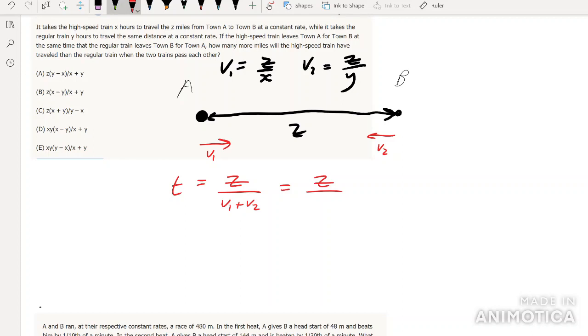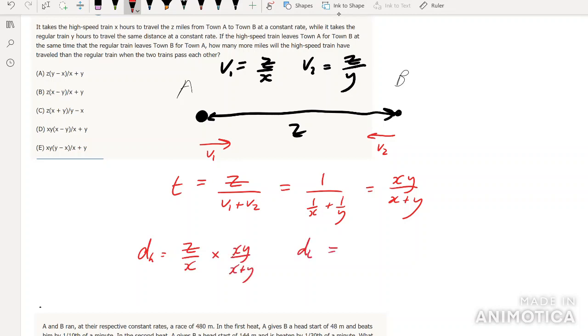So in fact, we can immediately cancel those Z's. And so it's going to be 1 over 1 over X plus 1 over Y, which we can simplify a bit into XY over X plus Y. So that's the time. And so then how far has the high speed train traveled? Well, distance for the high speed train will just be its speed times its time. So Z over X, that's its speed, times the time it traveled for, XY over X plus Y. And then the distance of the low speed train is its speed, Z over Y, times its time, XY over X plus Y.